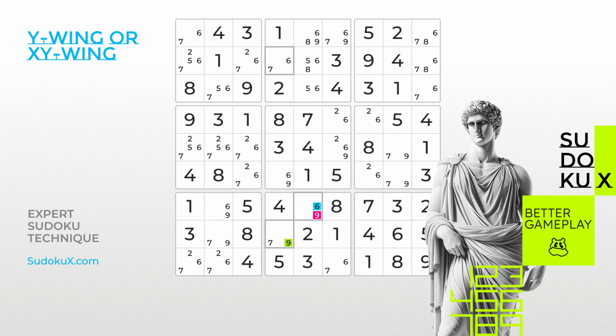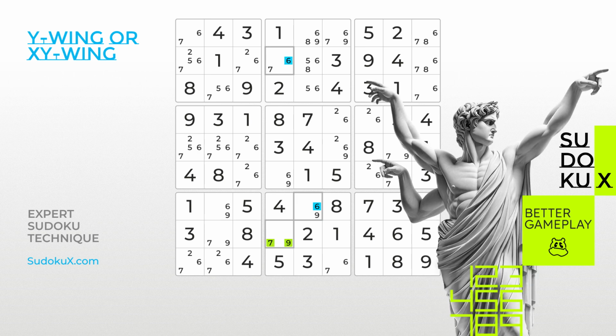It now becomes evident that the number 6 will ultimately be placed in one of the pincers, allowing for the removal of the 6 from any intersecting cells between the pincers. Let's eliminate the highlighted 6s. After removing the 6s, we can confidently place the 5 and continue our game.